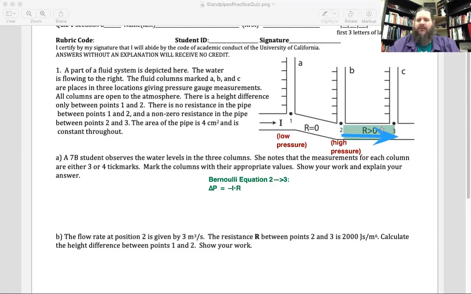So since current's flowing from left to right, we should expect a decrease in pressure as we go from left to right, at least if the pipe has resistance. Or to put it another way, current flows in a pipe with resistance from the high energy density zone towards the low energy density zone. So we should expect point 3 to have lower pressure, at least lower than point 2.